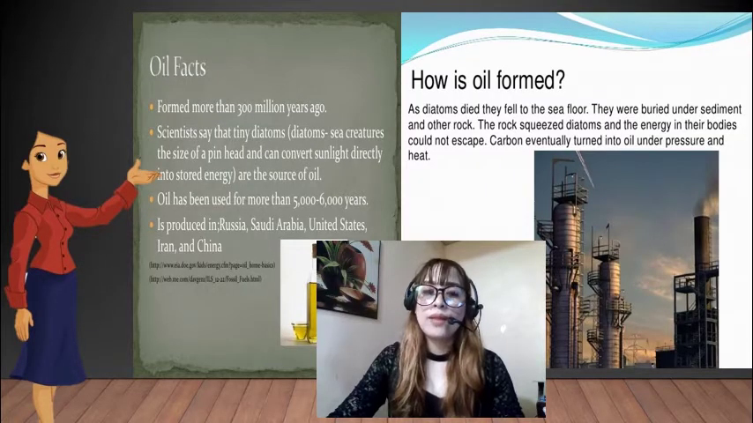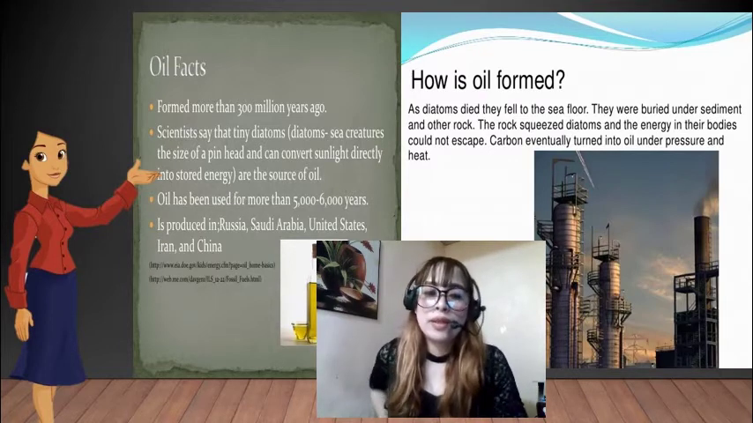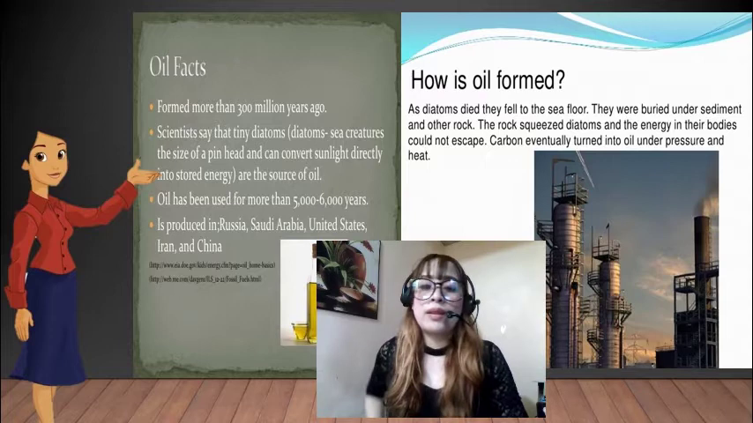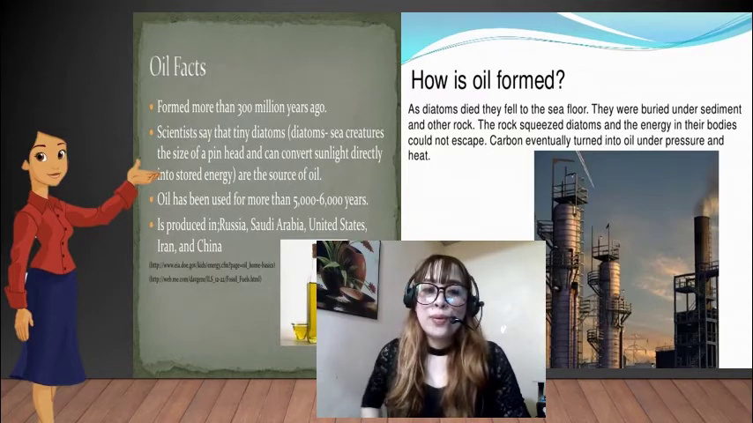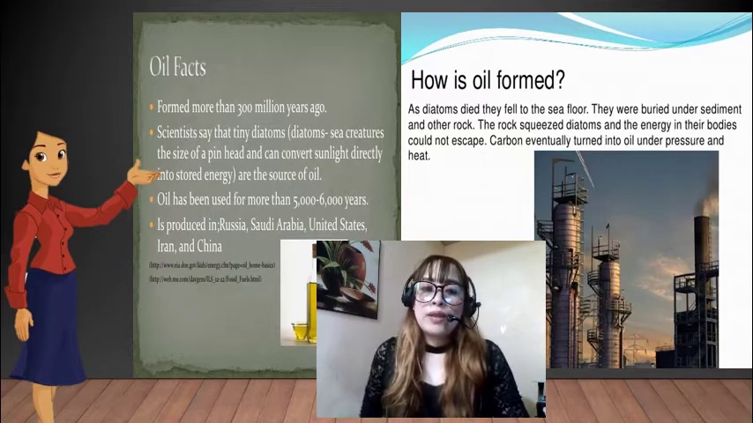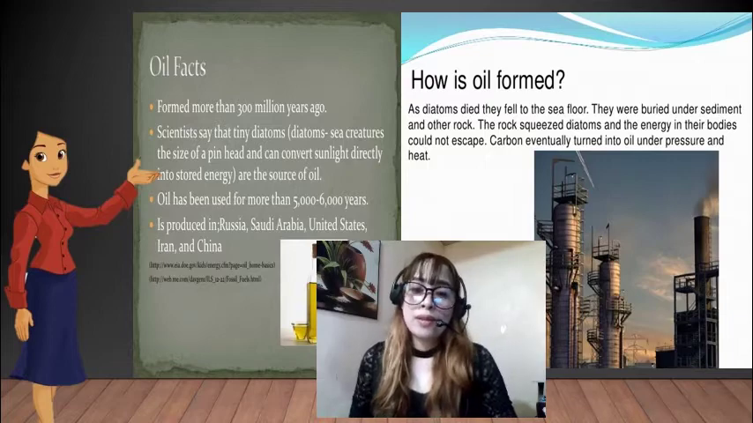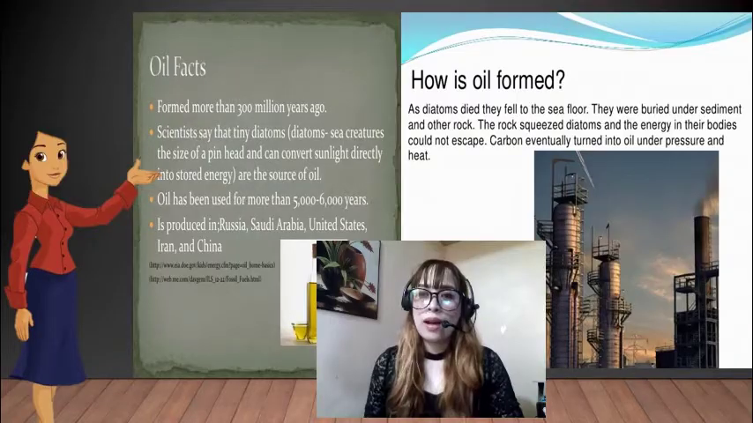The next fossil fuel is oil. Oil was formed more than 300 million years ago, and commonly it is produced in the countries of Russia, Saudi Arabia, United States, Iran, and China. Oil has been used for more than 5,000 to 6,000 years already. How is it formed?